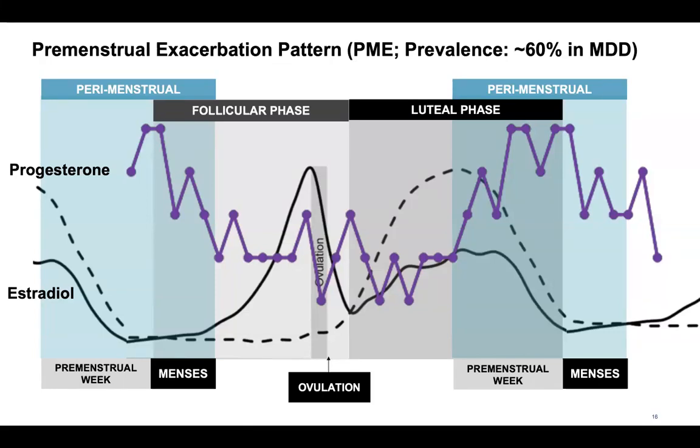In terms of point prevalence, we know that 60% of ovulating people with major depressive disorder have premenstrual exacerbation of at least one symptom, right? So this is quite common. And although we're focused on premenstrual exacerbation of major depressive disorder here, this can happen in any disorder. More research is coming out showing that we can see premenstrual exacerbation in obsessive compulsive disorder, in eating disorders, in borderline personality disorder. This really can run the gamut of diagnoses.